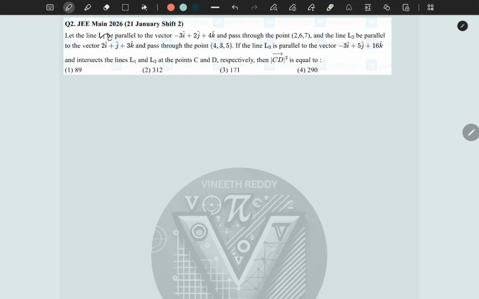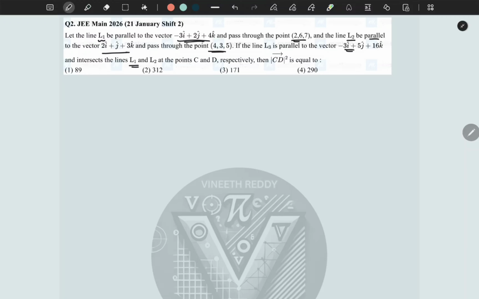Okay, the first question says: let the line L1 be parallel to the vector and pass through the point (2, 6, 7). With just this much information, we can definitely find the equation of the line. Then line L2 is parallel to this vector and passes through this point. And L3 is parallel to this vector and intersects the lines L1 and L2 at the points C and D respectively. Then distance CD square is equal to.